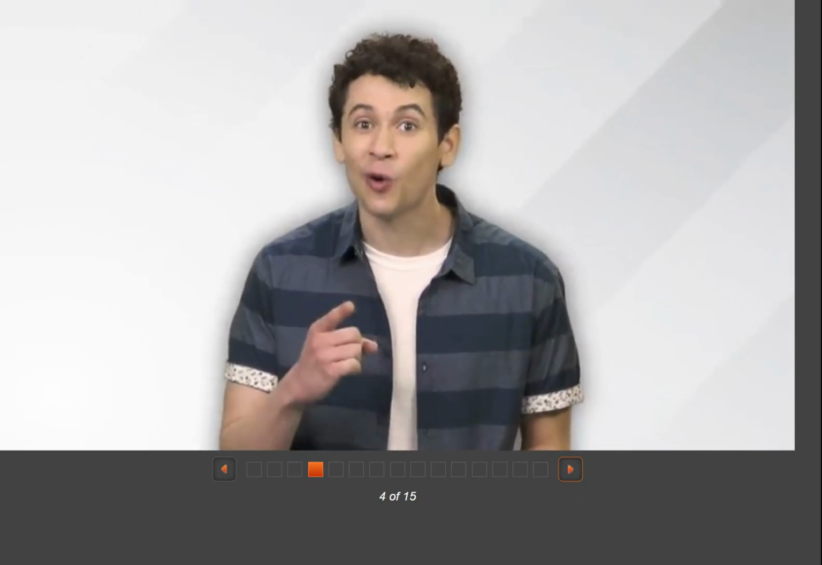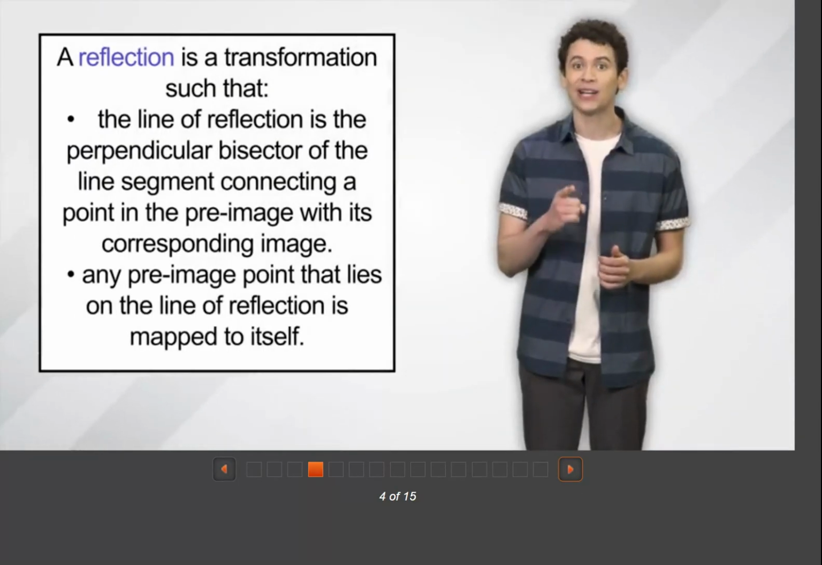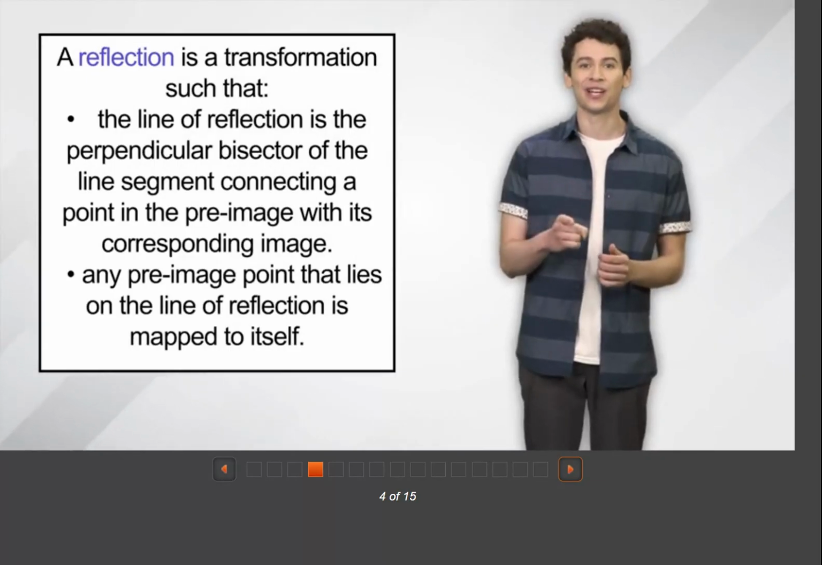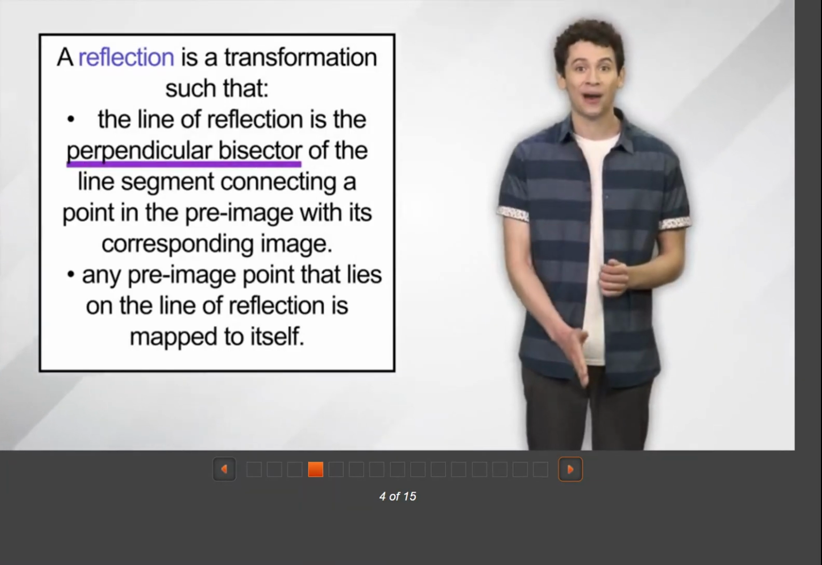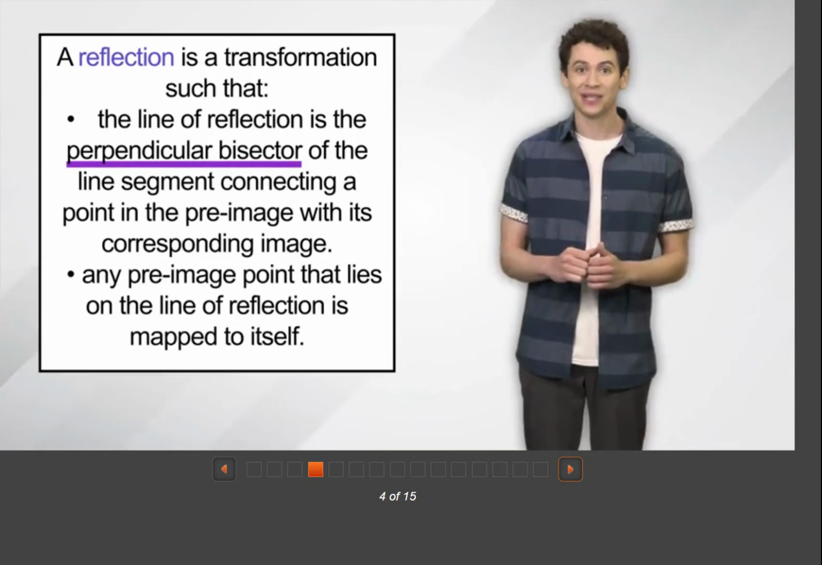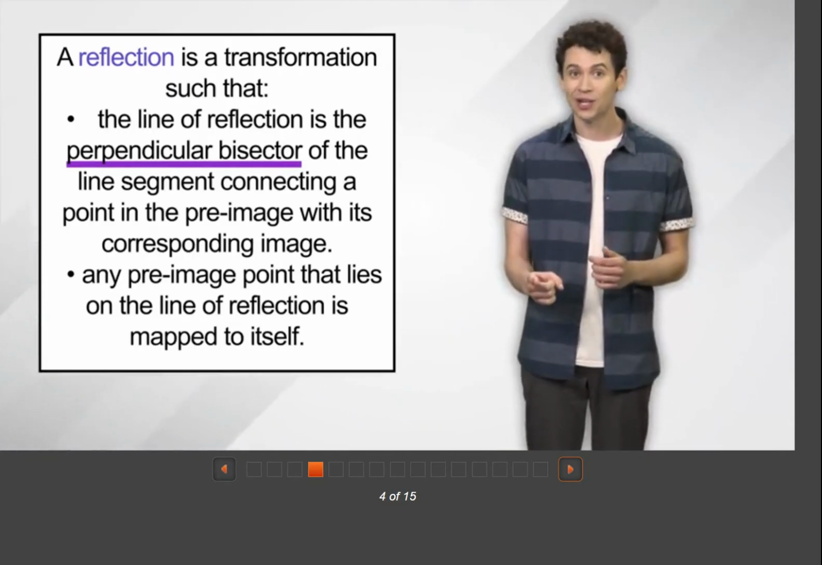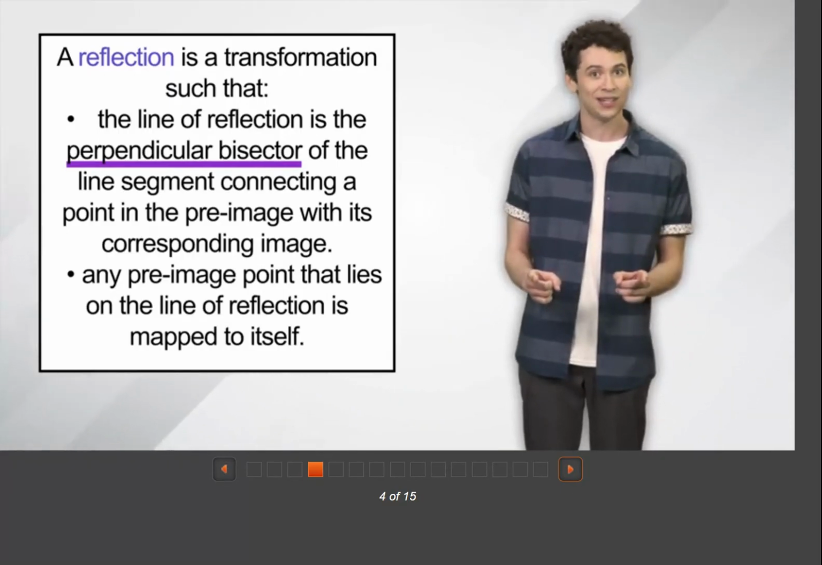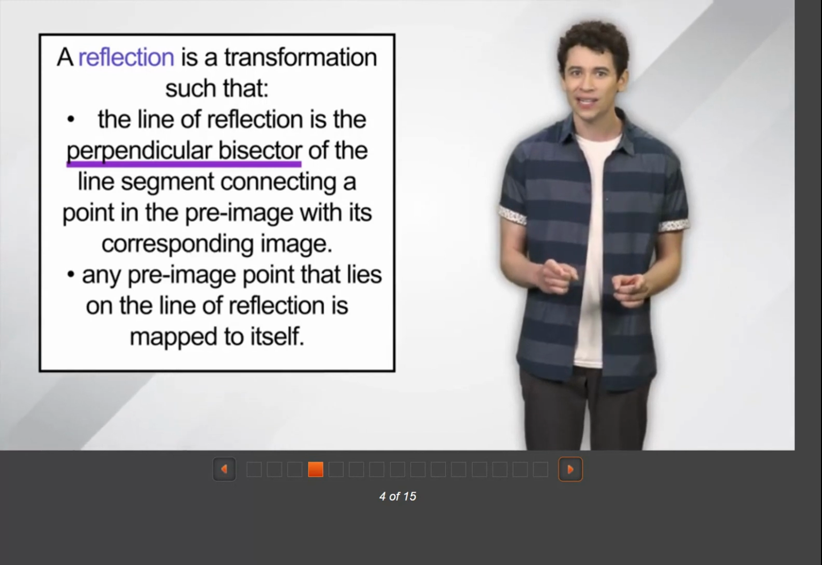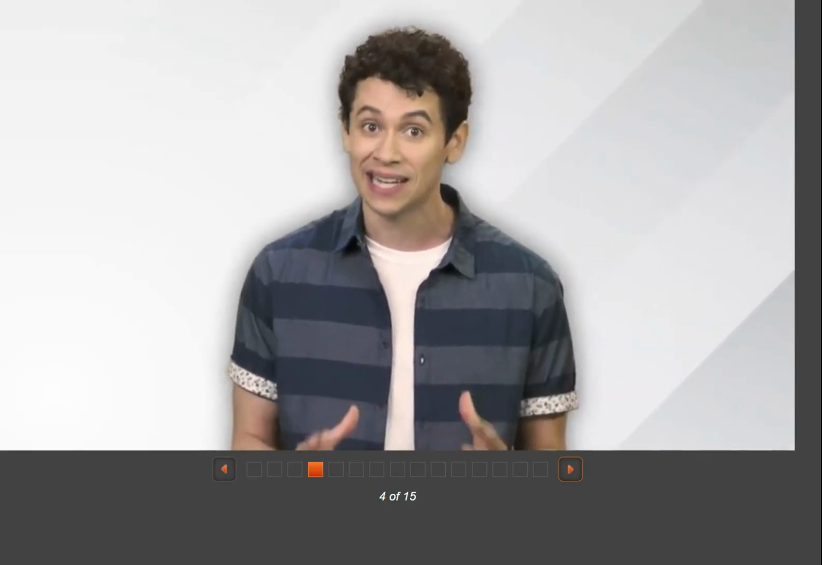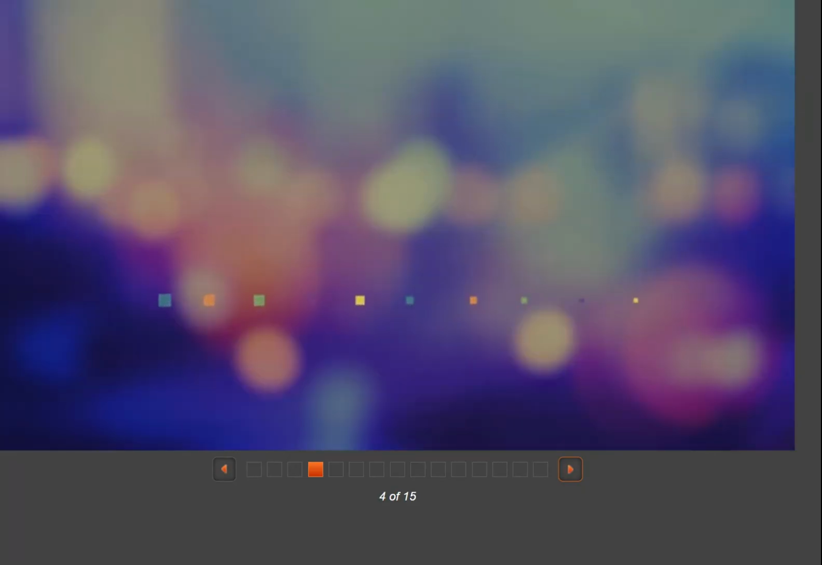Let's take a look at the formal definition of a reflection. A reflection is a transformation such that the line of reflection is the perpendicular bisector of the line segment connecting a point in the pre-image with its corresponding image. And any pre-image point that lies on the line of reflection is mapped to itself. We can break this definition down by taking a look at an example.